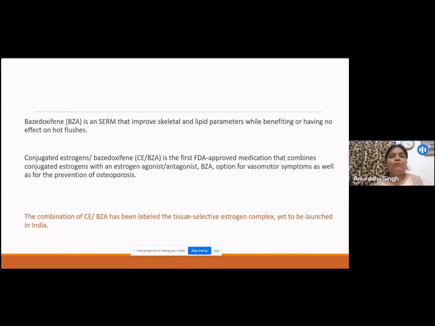Bazedoxifene is a SERM that improves the skeletal and the lipid parameters also. And we have a combination of conjugated equine estrogen and bazedoxifene, which is FDA approved, but it is yet to be launched in India.